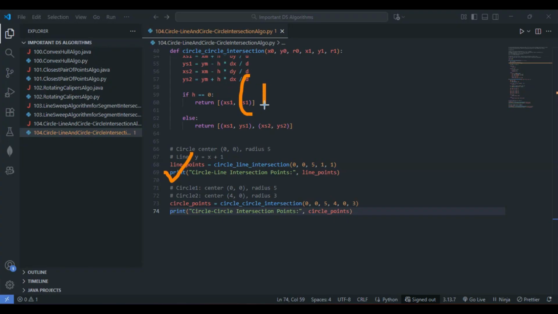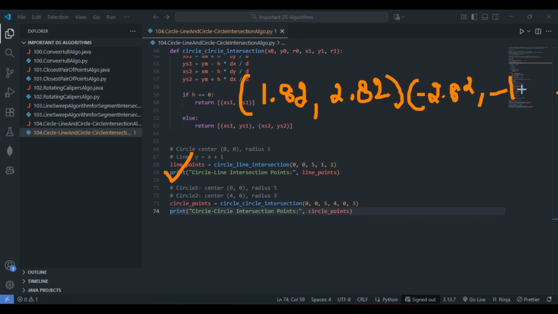So according to the calculation, one point is 1.82, 2.82, and another one we have to get is minus 2.82, minus 1.82, right? So this is the output that we need to get for the first one.